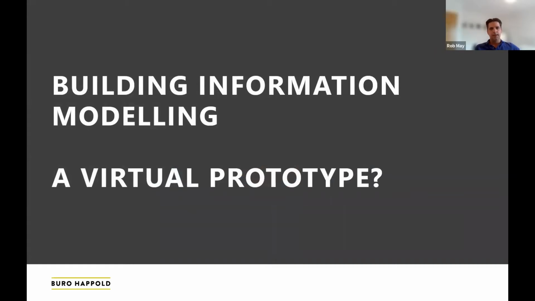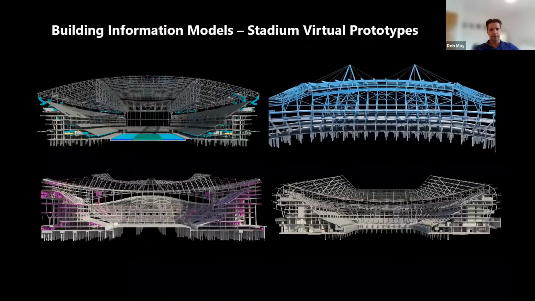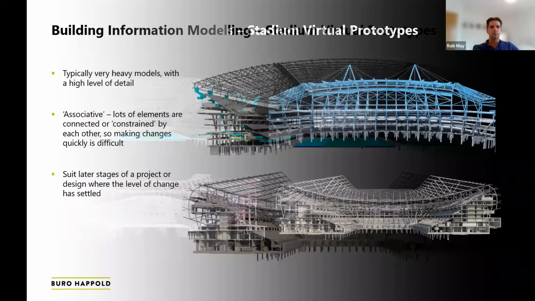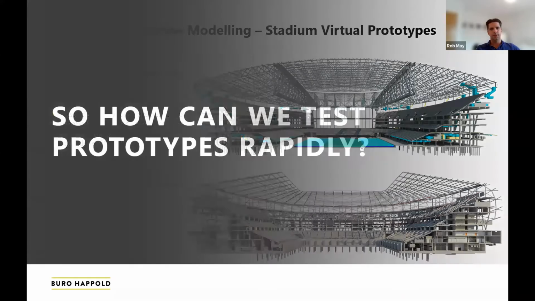Building information modeling, then, could that be our rapid prototyping platform? We create ever more complicated building information models that go all the way through to construction. We get our drawings and the details out of here, and if you look at any of the stadium models that we've got, they're incredibly complicated. The challenge with that is they're typically very heavy. They're associative, so everything connects together. So it makes it quite difficult to rapidly create this level of detail, pull, push, and change. And so these are really suited to the later stages of a project where the level of change has settled.